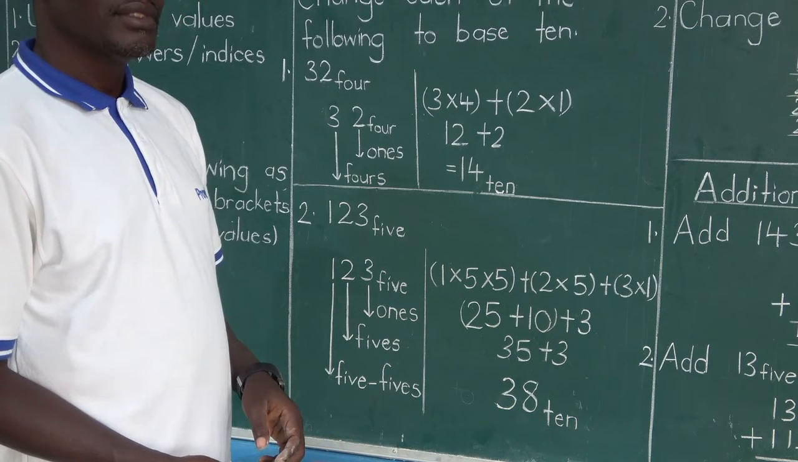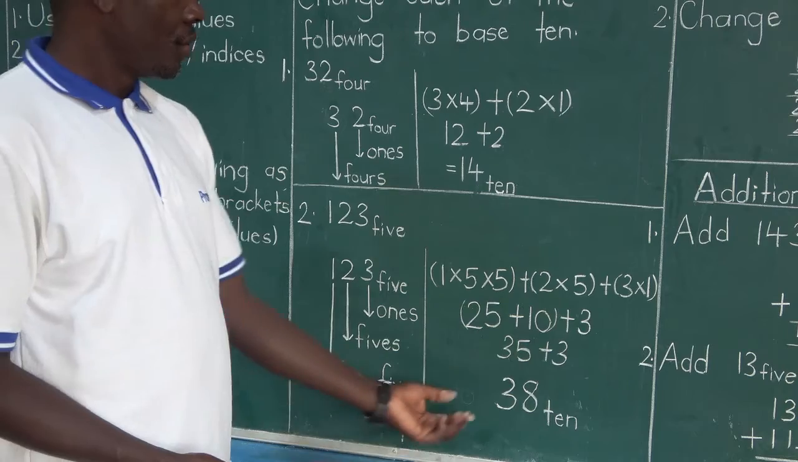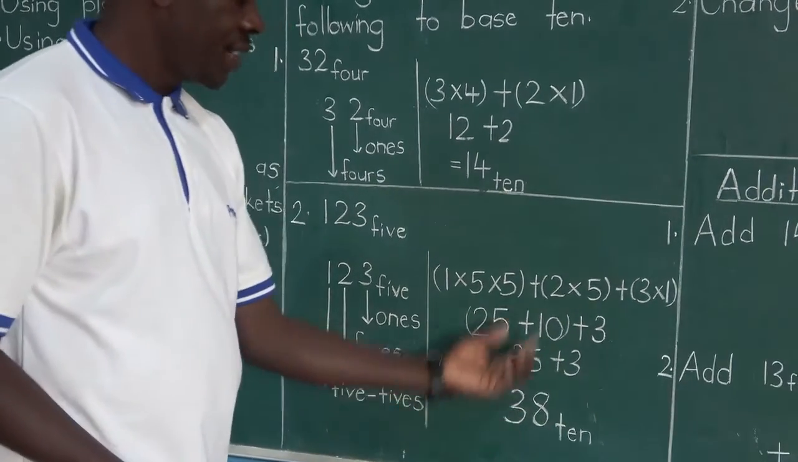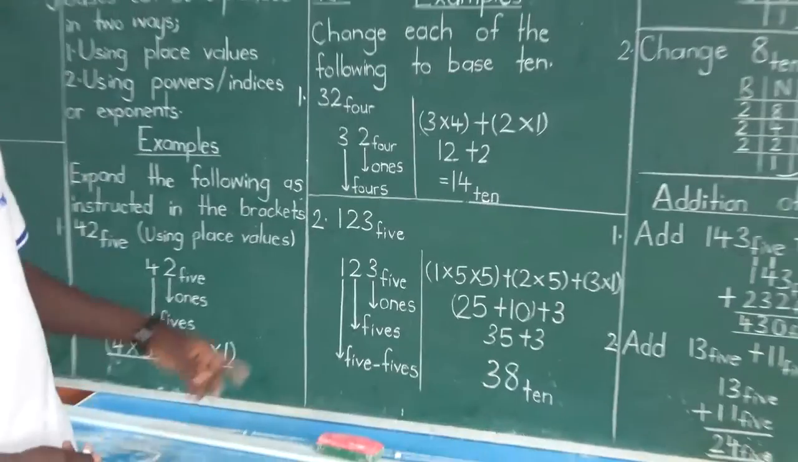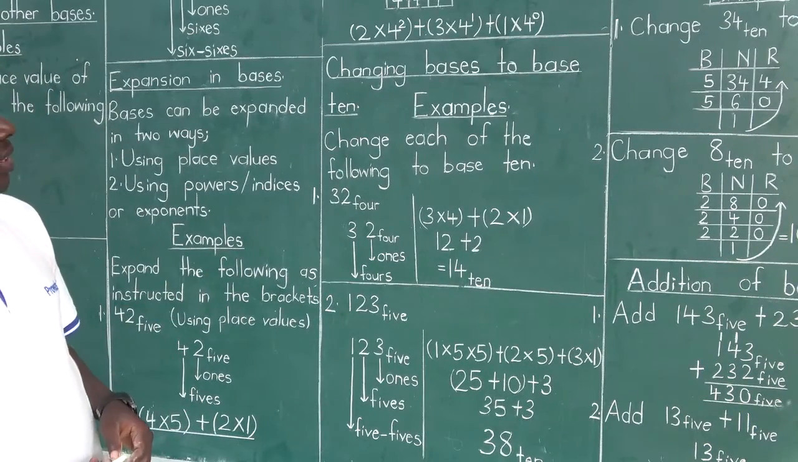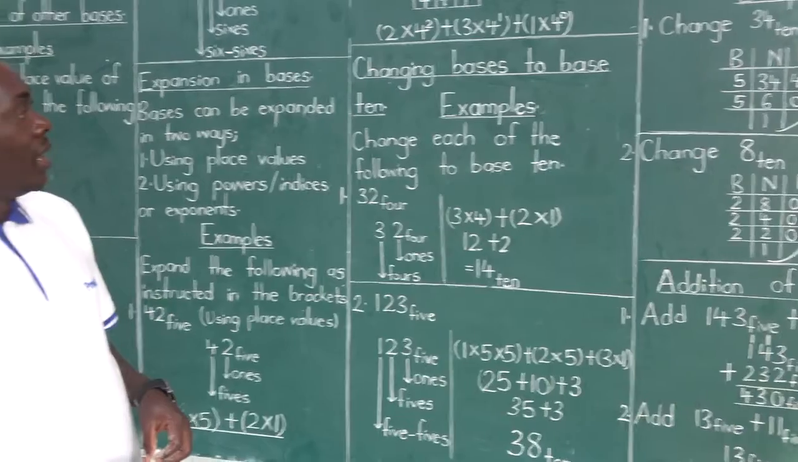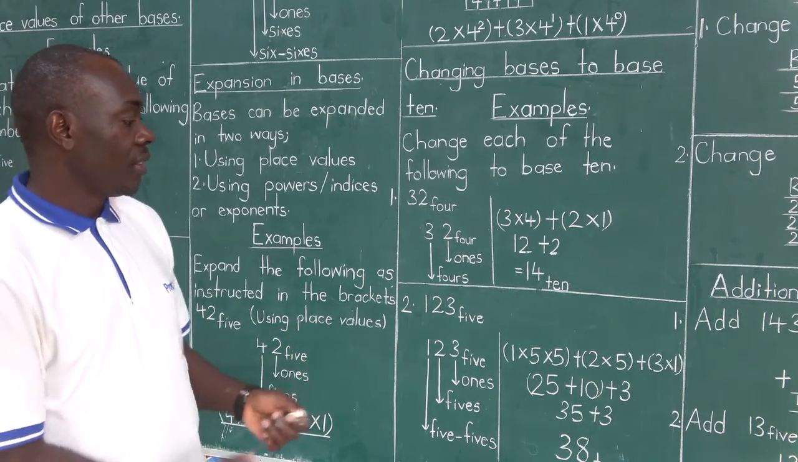For base 10, when you don't put a base, the number is already base 10. So that's why we reach 38, not 38 with a base. We say 38 base 10 is equivalent to 123 base 5. And that's how we change from other bases to base 10 through expansion and evaluation.